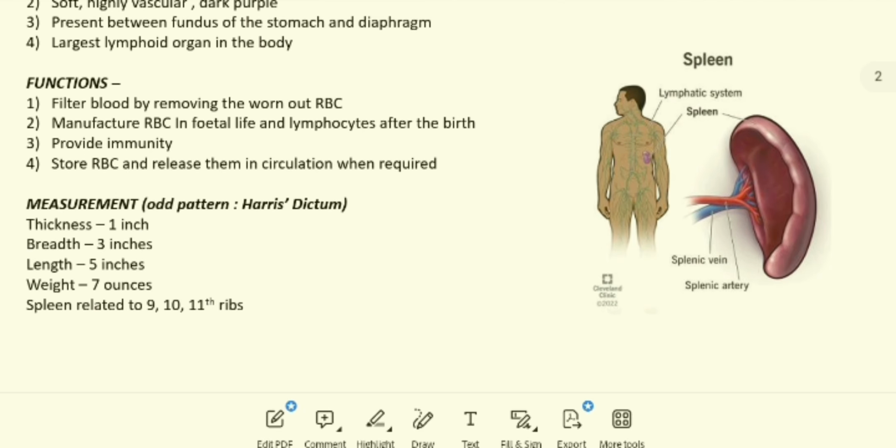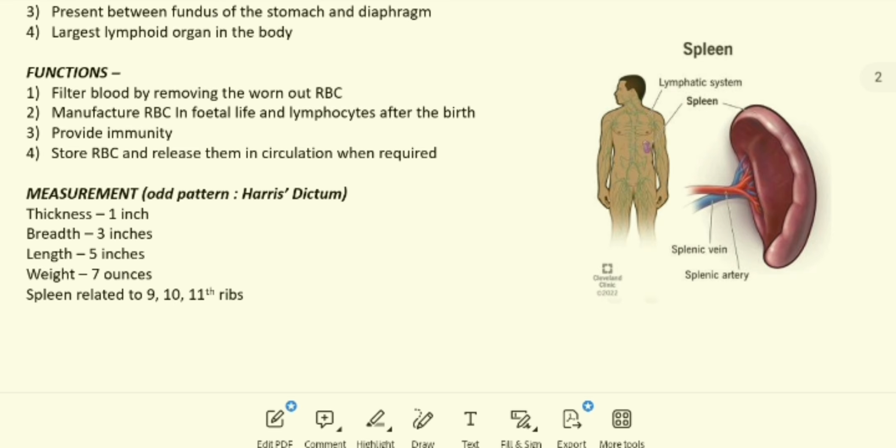The functions of spleen are: it is going to filter blood by removing the worn out RBC, manufacture RBC in fetal life and lymphocytes after the birth, provide immunity, store RBC and release them in circulation when required.